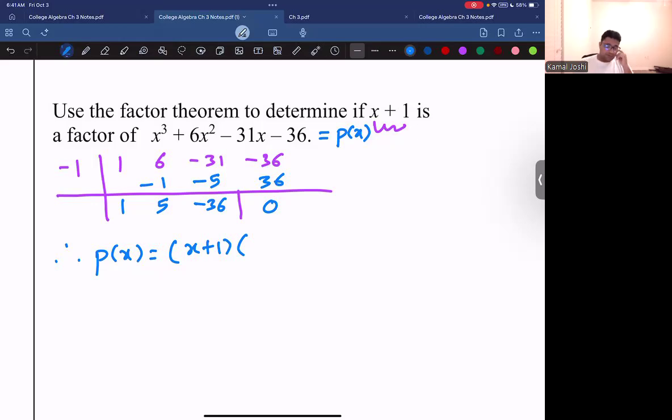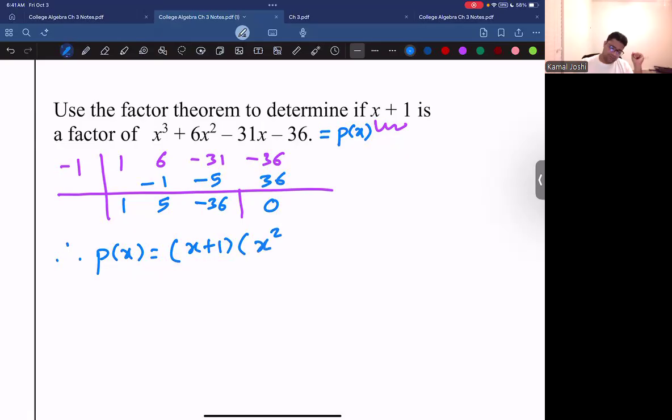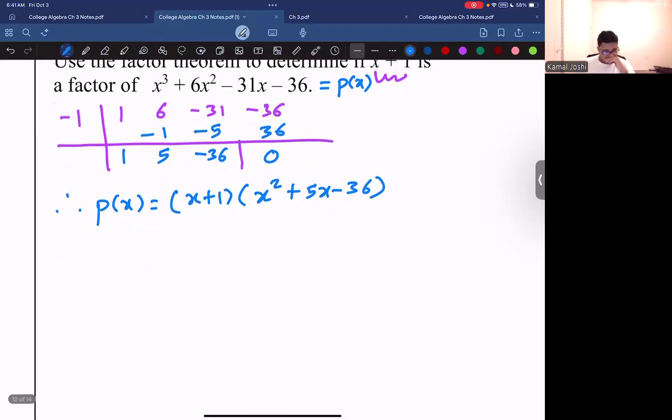p of x equals x plus 1 times x squared plus 5x minus 36. Now, I can factor that, and you can factor it directly with the method that you know. What I will do is illustrate. First of all, I don't know if you can factor it.